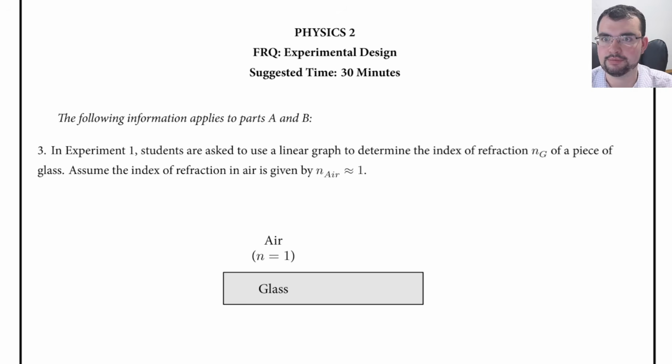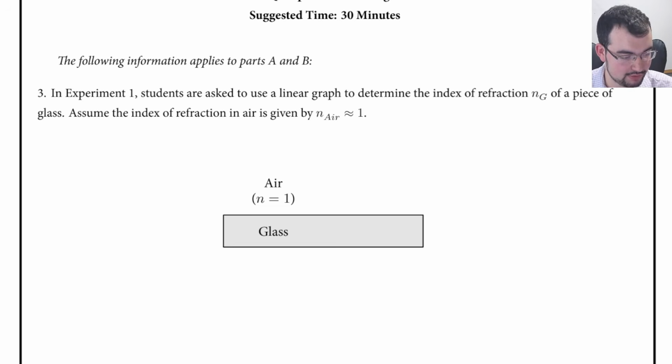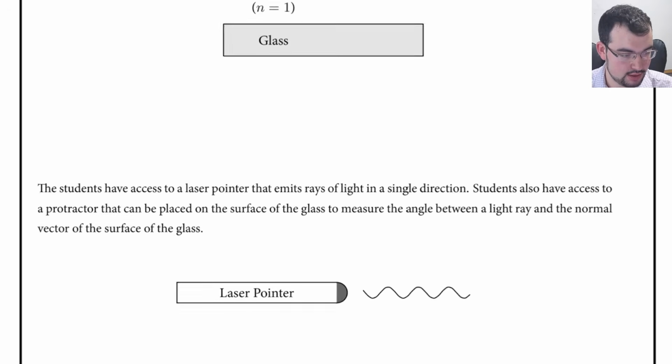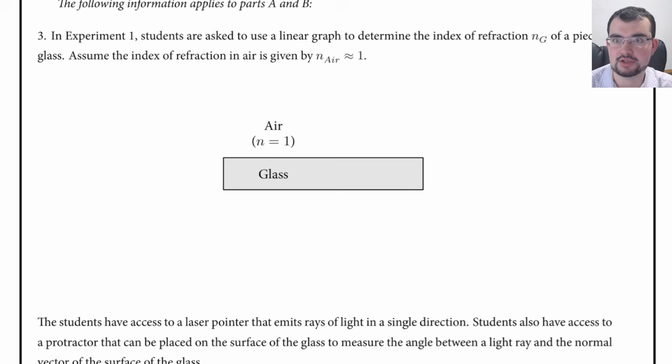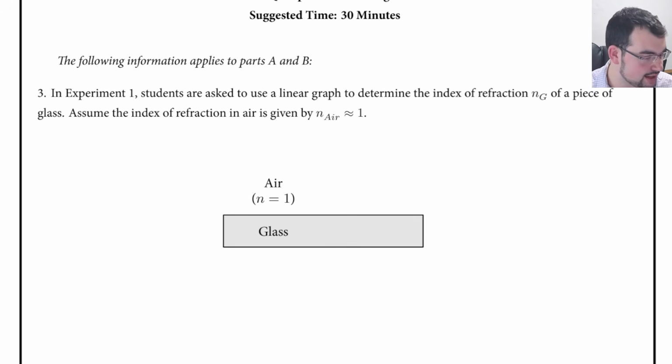All right, lab question. This should be mostly free. In experiment 1, students are asked to use a linear graph to determine the index of refraction, n_g, of glass. Assume the index of refraction in air is given by n_air is roughly 1. So this definitely looks like we got Snell's law, right? Index of refraction, air, glass.